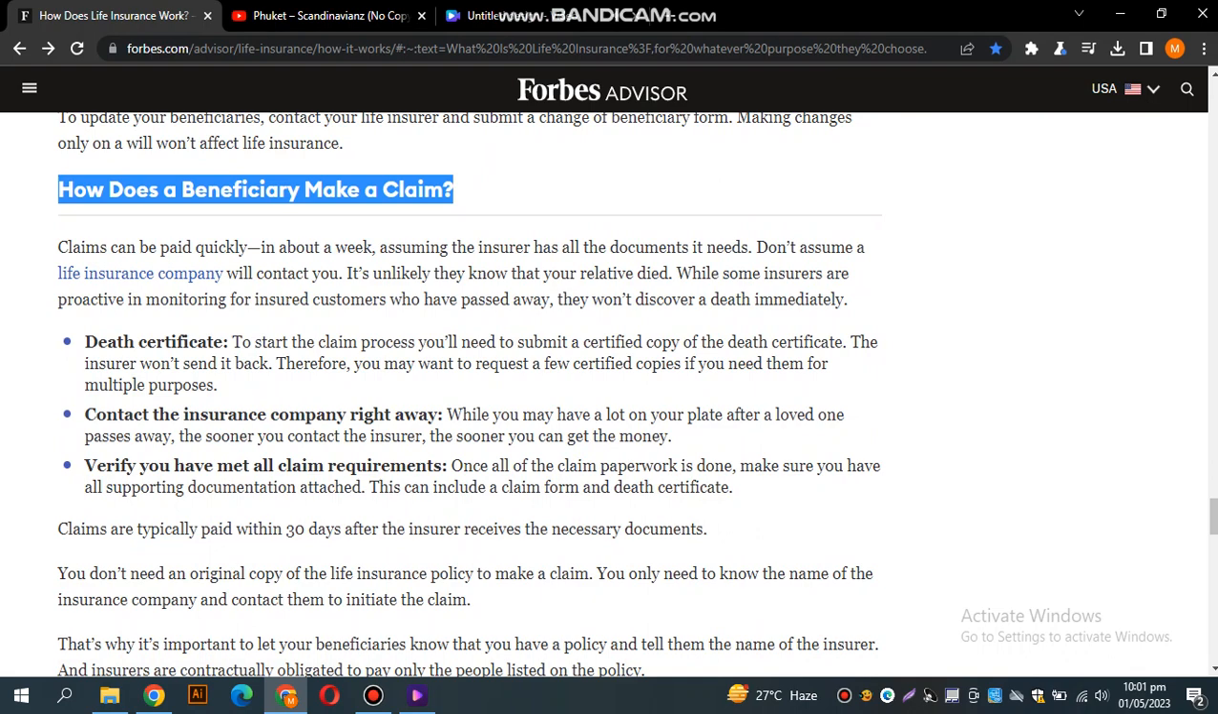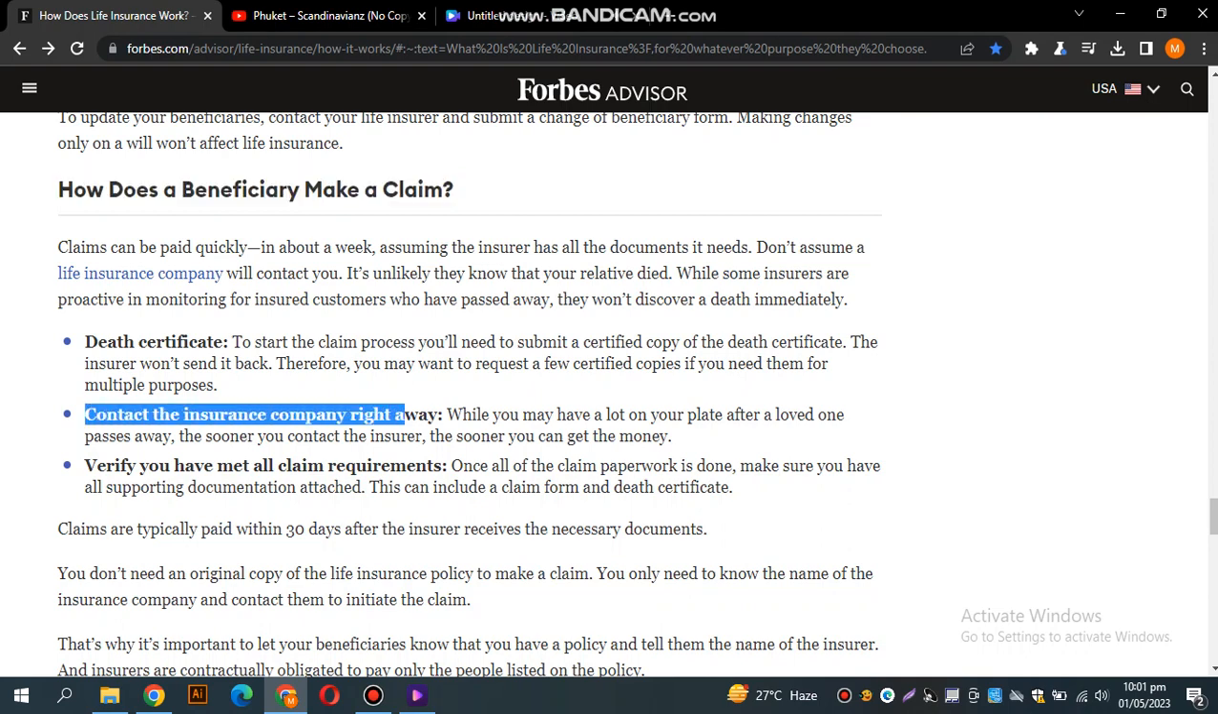Death certificate. To start the claim process, you'll need to submit a certified copy of the death certificate. The insurer won't send it back. Therefore, you may want to request a few certified copies if you need them for multiple purposes. Contact the insurance company right away. While you may have a lot on your plate after a loved one passes away, the sooner you contact the insurer, the sooner you can get the money.